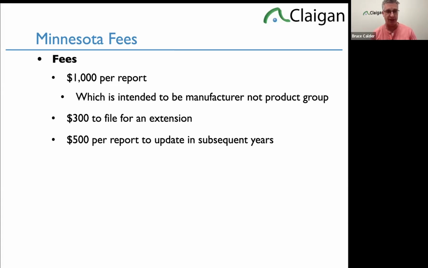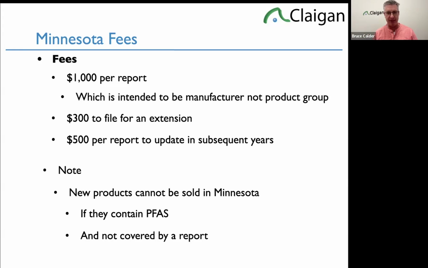And I recommend everybody else, there's a consultation I'll have a link to later, definitely recommend everybody else going, okay, you said manufacturer, but it says per report. Then you report, you say for a product. And if I have different products, which are product families, that's different reports, which means different fees. So that's not right. New products cannot be sold in Minnesota if they contain PFAS and they're not covered by a report. So the nice thing about if you do the right grouping is if you sell a new refrigerator and you have a good refrigerator grouping, you're already covered.